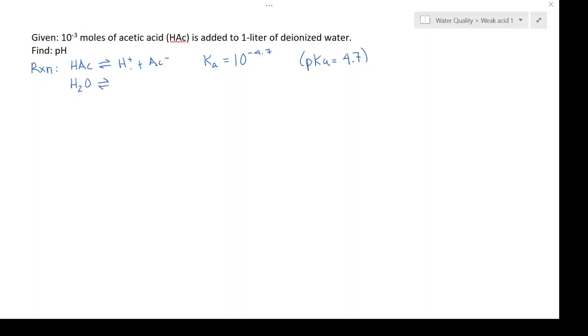The second reaction that I'm going to write out is the reaction for water. Water is also a weak acid, and it dissociates into hydrogen ion and hydroxide. The K value for this, I'll put a subscript W, is 10 to the minus 14.